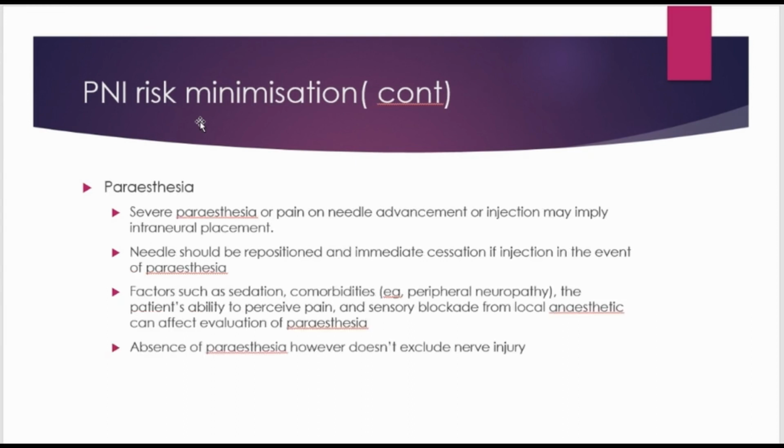Paresthesia. Severe paresthesia or pain on needle advancement or injection may imply intraneural placement. So therefore, once the patient feels paresthesia, the needle should be repositioned and the injection should immediately cease. Factors such as sedation, comorbidities such as peripheral neuropathy, the patient's ability to perceive pain, and sensory blockade from the local anesthetic can affect the evaluation of paresthesia. However, absence of paresthesia does not exclude nerve injury.